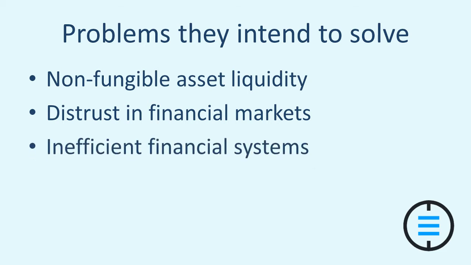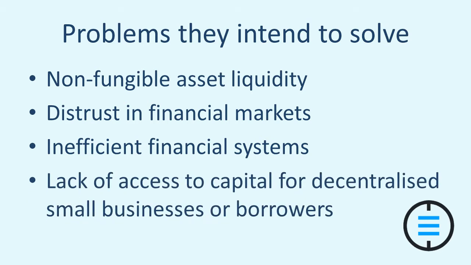They want to tackle inefficient financial systems, and they are a direct result of the distrust and lack of cohesion in the financial markets. And they also want to tackle a lack of access to capital for decentralized small businesses or borrowers. So essentially they want to make it cheaper and easier for small businesses to get capital for funding.